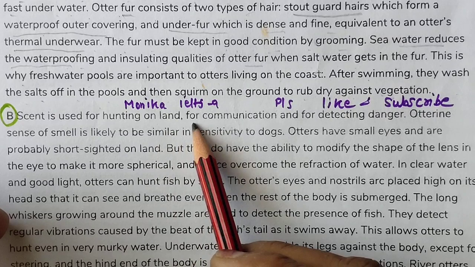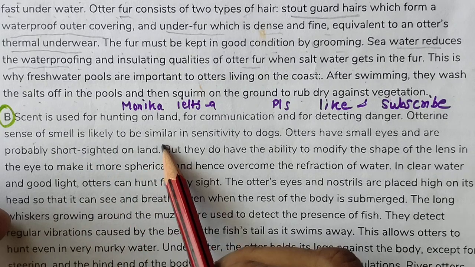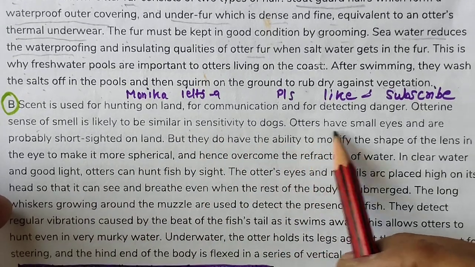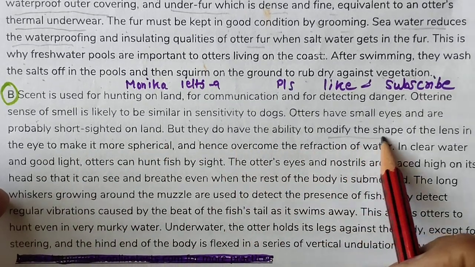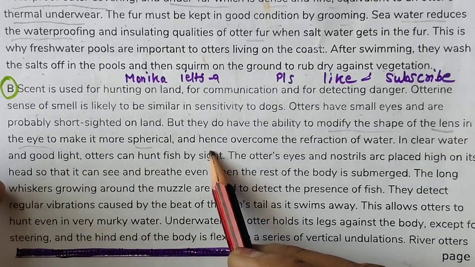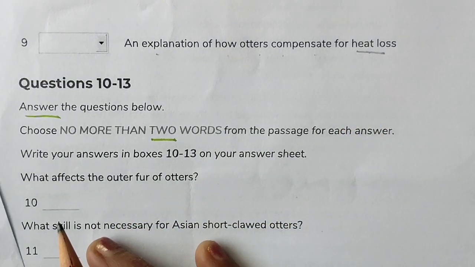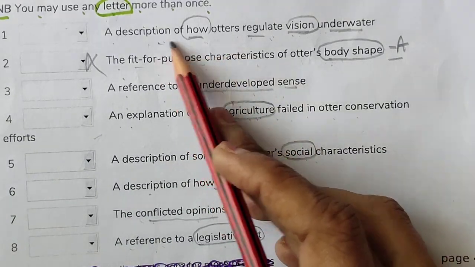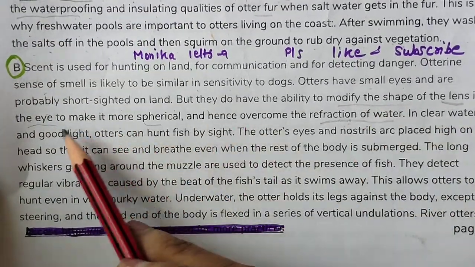Scent is used for hunting on land, communication, and for detecting danger. An otter's sense of smell is likely to be similar in sensitivity to dogs. Otters have small eyes and are probably short-sighted on land, but they do have the ability to modify the shape of the lens in the eye to make it more spherical and hence overcome the refraction of water. So yes, we were having this kind of thing, I will show you. Here they are saying description of how otters regulate vision underwater. Yes, they are talking about the lens and all. You can see modify shape of lens.